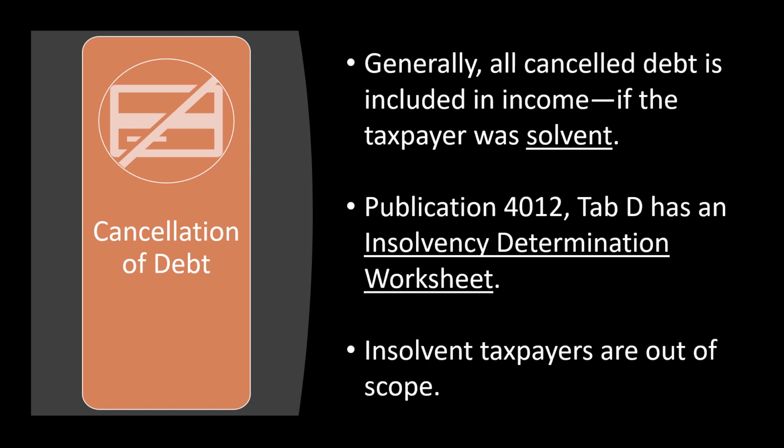Generally speaking, all canceled debt is included in income if the taxpayer was solvent just before the cancellation. If they weren't solvent, it's important to note that their return will be out of scope for us. But we would still need to determine whether or not they were solvent or weren't solvent. So Publication 4012, Tab D, has an insolvency determination worksheet.